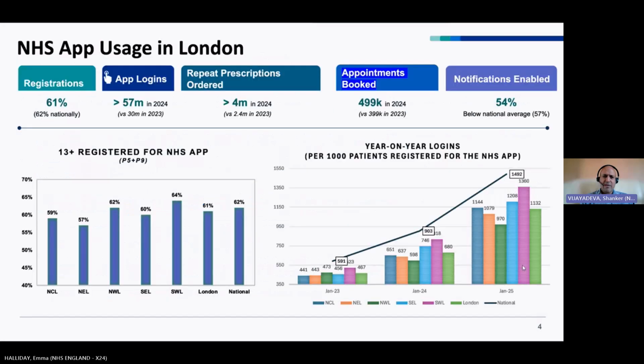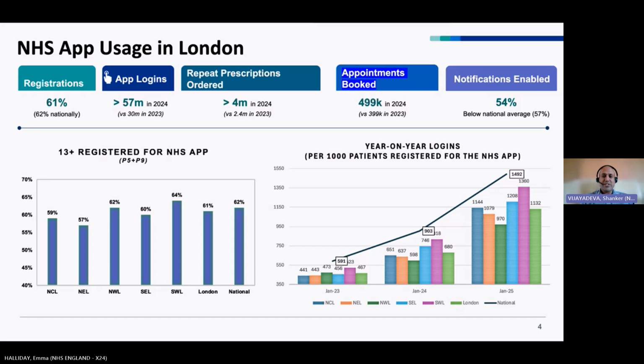So if we go to what is going on in London. Wherever you are in London, I can tell you that lots is going on. When we look at this data, for a start, over 60% of our population is registered. In London, we're pretty much the same as the national figure, 61 or 62%. If we look at the people using it, our patients, there were 57 million logins in the last year.